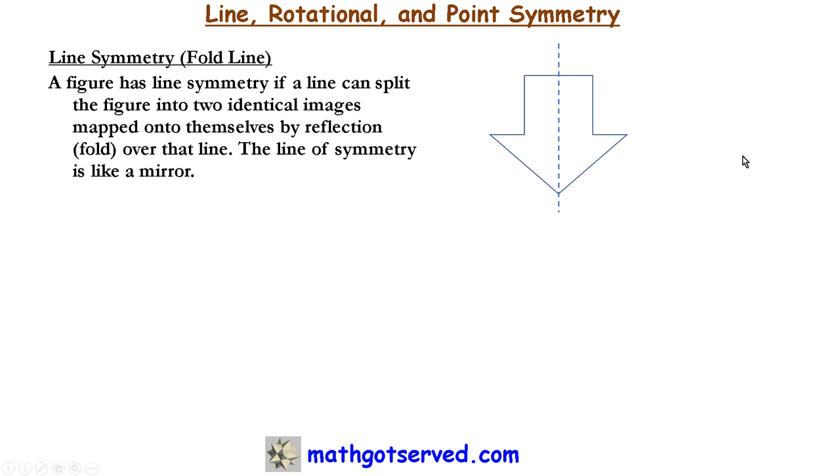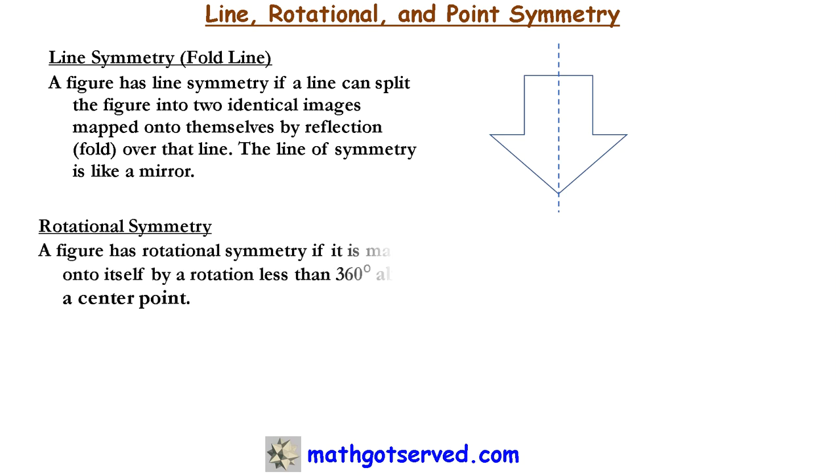All right, the next one is the rotational symmetry. As the name indicates, there's some kind of rotation happening here. A figure has rotational symmetry if it is mapped onto itself, basically overlaps with itself perfectly, by a rotation less than 360 degrees about a center point. A good example of that is a square. If you take a look at this square, if you rotate it by, let's say, 90 degrees, it's going to overlap itself perfectly if you rotate it about its center.